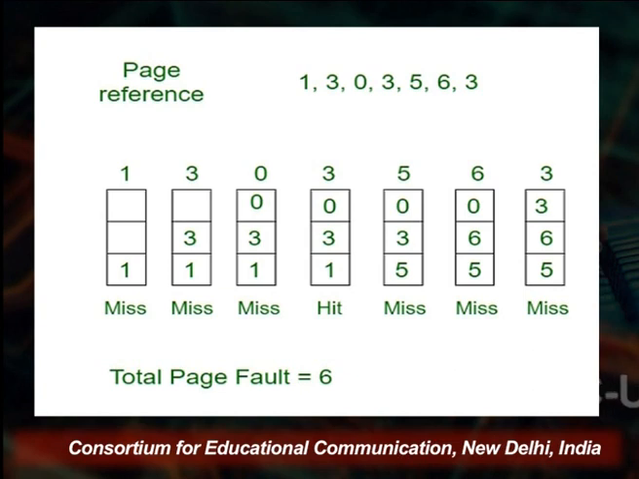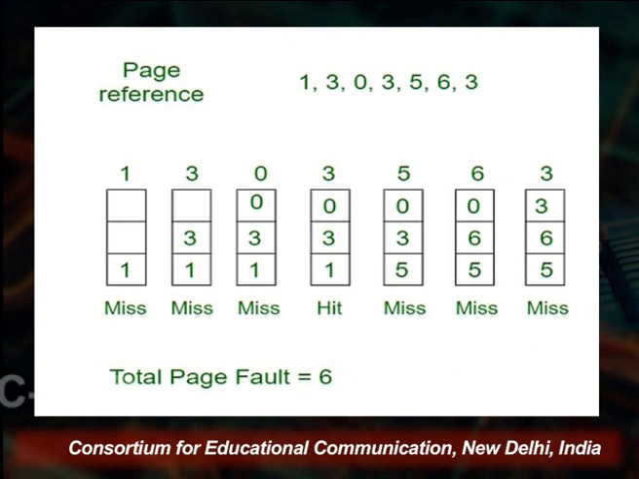Now again, let's say there is a request for page number 3. Now what is happening? Again 3 is not here because we just removed page number 3. So we will be removing 0 because that is now at the front of the queue, and we will be loading 3.